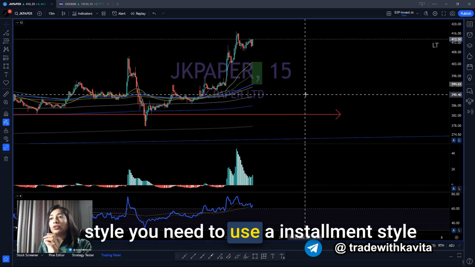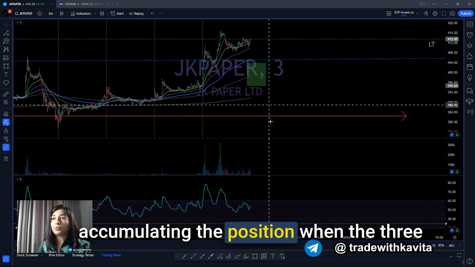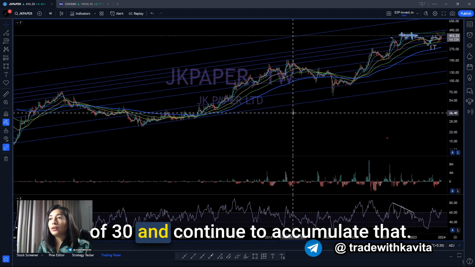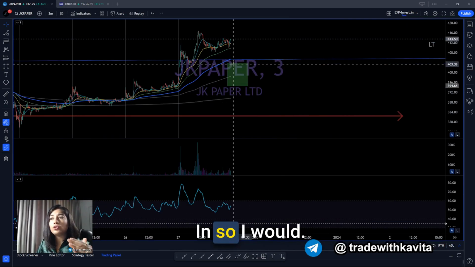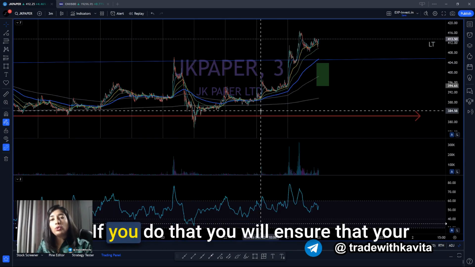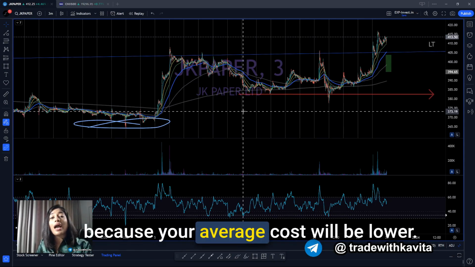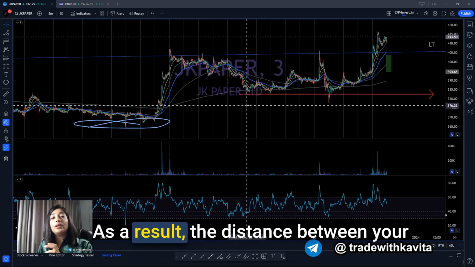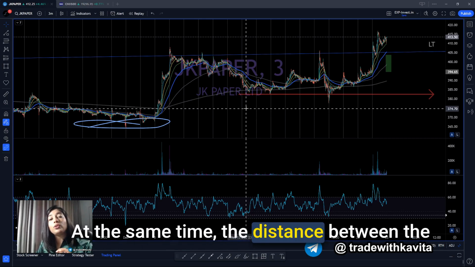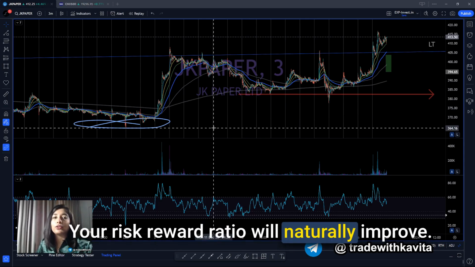You need to use an installment style accumulation here, where you will start accumulating the position when the 3-minute time frame goes back to the level and continue to accumulate. I would typically accumulate it in 25% installments. If you do that, you will ensure that your risk reward ratio is more attractive because your average cost will be lower. As a result, the distance between your cost and your stop loss will be smaller. At the same time, the distance between your average cost and your target will be bigger. So your risk reward ratio will naturally improve.